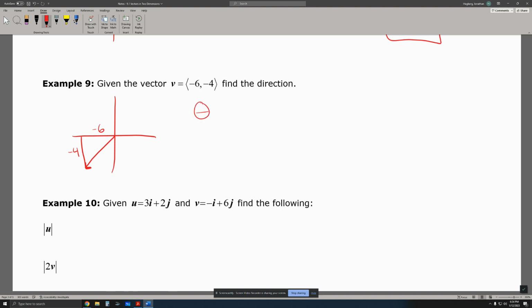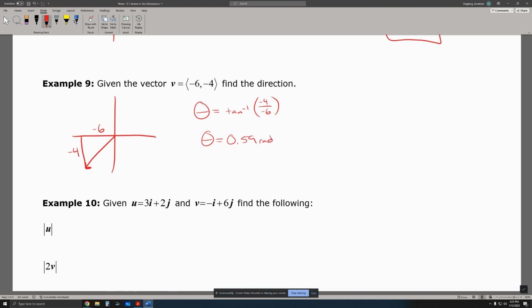To find the direction, we have theta is equal to the inverse tangent of opposite over adjacent, negative 4 over negative 6. Okay. Here you're going to have to plug this into your calculator. So we get theta is equal to, in radians, about 0.59 radians.